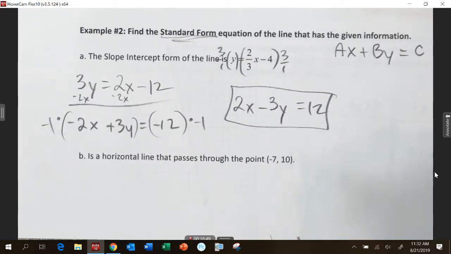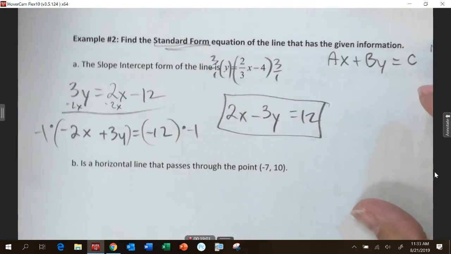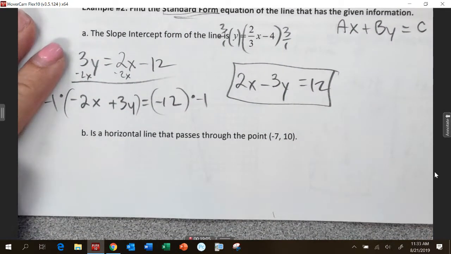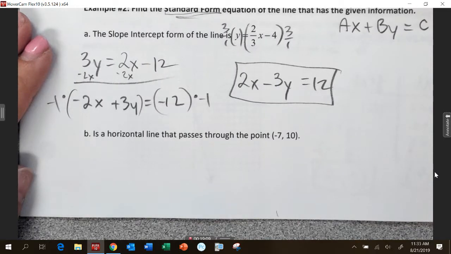B, we have a horizontal line that passes through the point (-7, 10). That was kind of like that last question on the assignment yesterday where a lot of us had to go look at that. So here I'm asking you to do it again. Did we learn from yesterday? Should we go over it? Horizontal line that passes through the point (-7, 10). Where would be a good place to start?